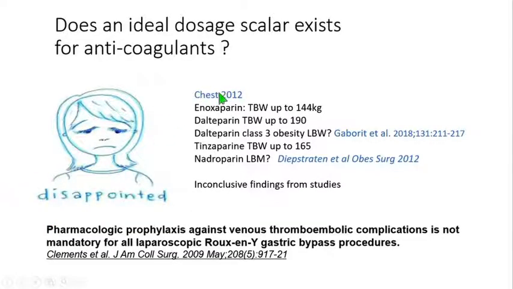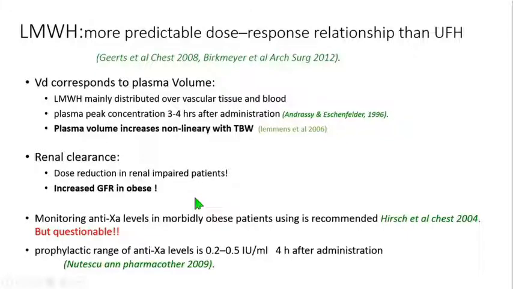Unfortunately, there is not. If you look, for instance, at enoxaparin, total body weight, dalteparin, total body weight, whereas some publications advise to use lean body weight, tinzaparin, etc., you will notice many of these studies are inconclusive. And probably this has to do with the fact that the volume of distribution of these low molecular weight heparins corresponds to plasma volume, and we know that in the obese, as total body weight increases, your plasma volume will increase, but in a non-linear way.